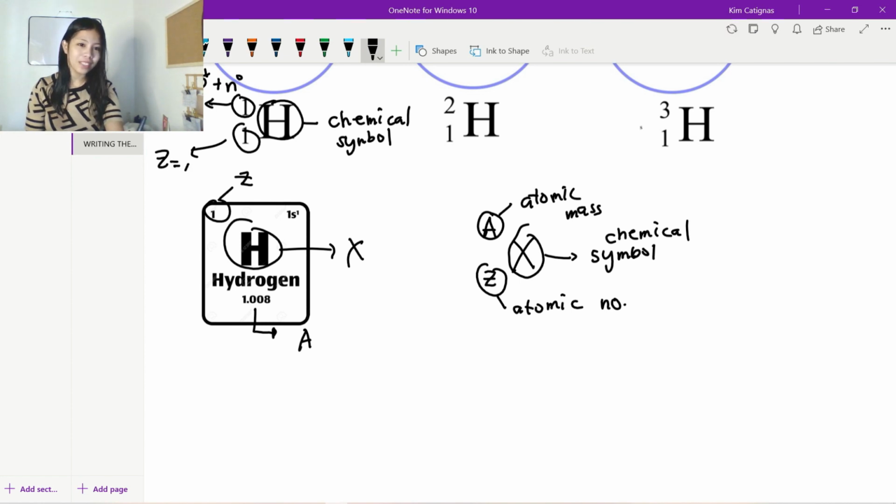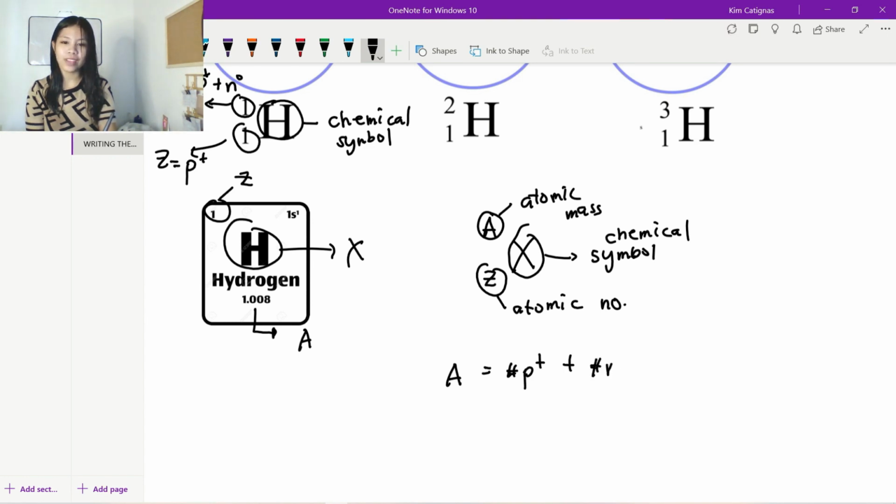So, the atomic number is also the number of protons. In short, let's write it here. A is equal to the number of protons plus the number of neutrons. Z is equal to the number of protons. In this case, what is the number of protons? The number of protons is 1, or the atomic number, which is written as 1 here.